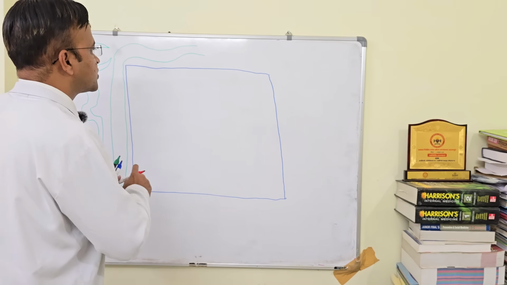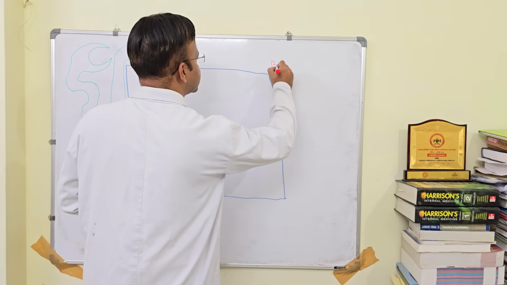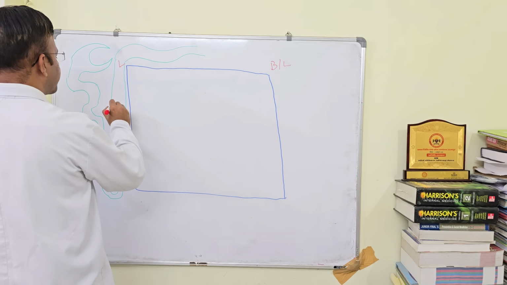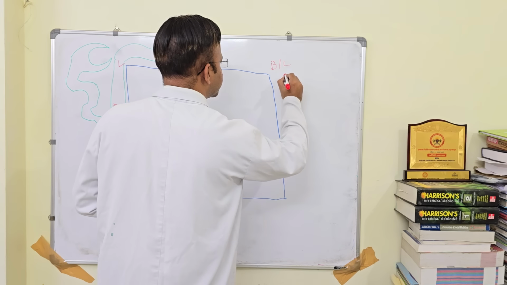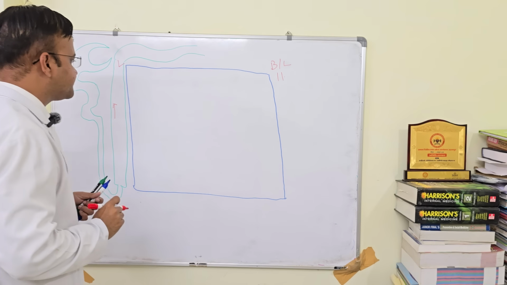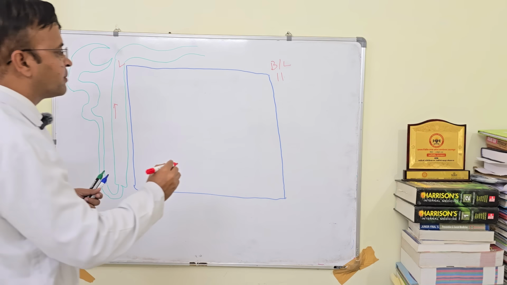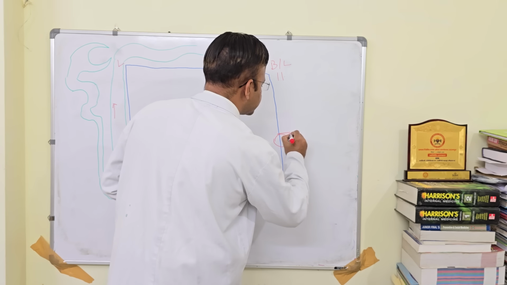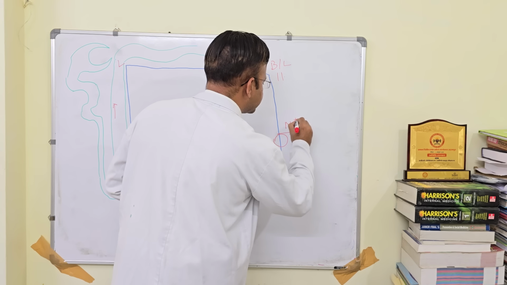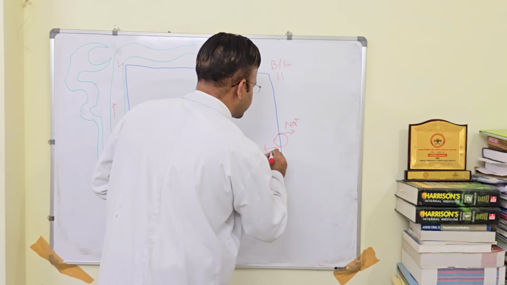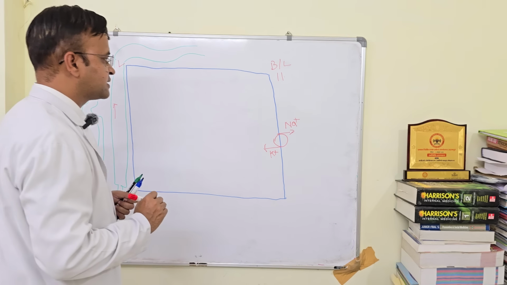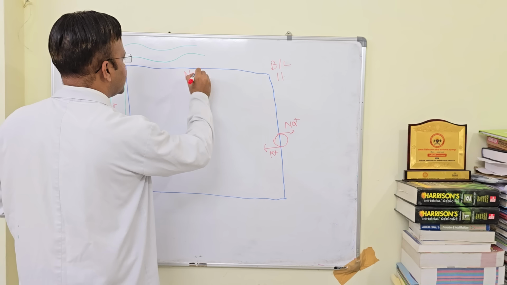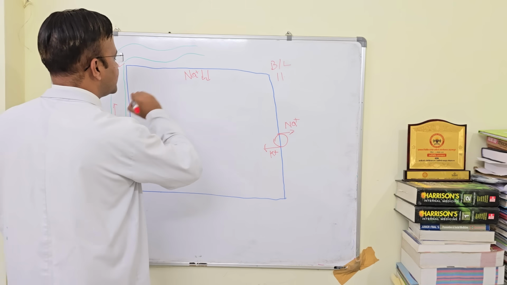So let's consider two sides: the basolateral side and the luminal side. Luminal side means the side on which you have got urine, and basolateral side means the side on which you have got blood vessels. We'll start with our main hero. Who is our main hero? Our main hero is our sodium potassium pump. It pumps sodium outside and pumps potassium inside. So if it pumps sodium outside, then the sodium level inside the cell will reduce.